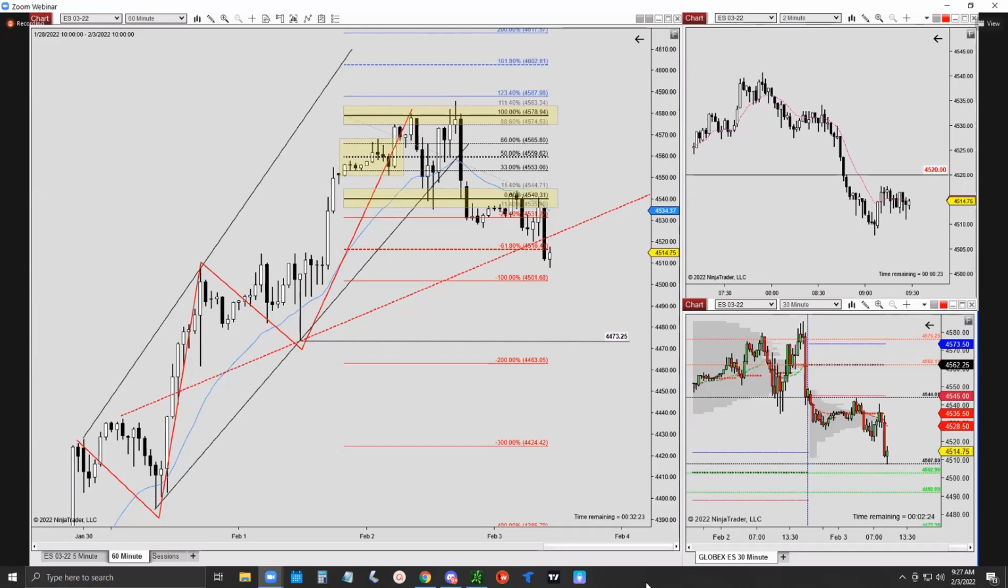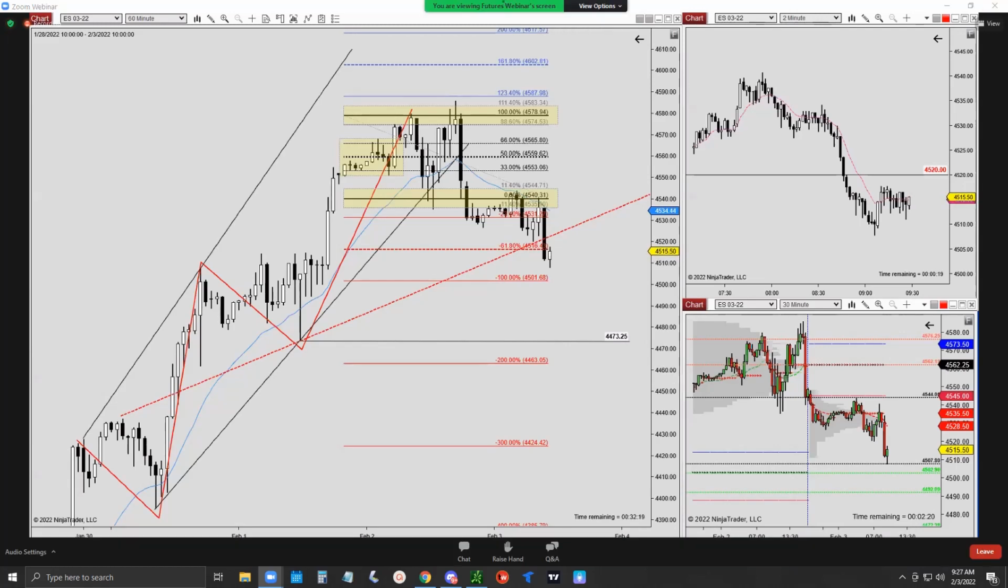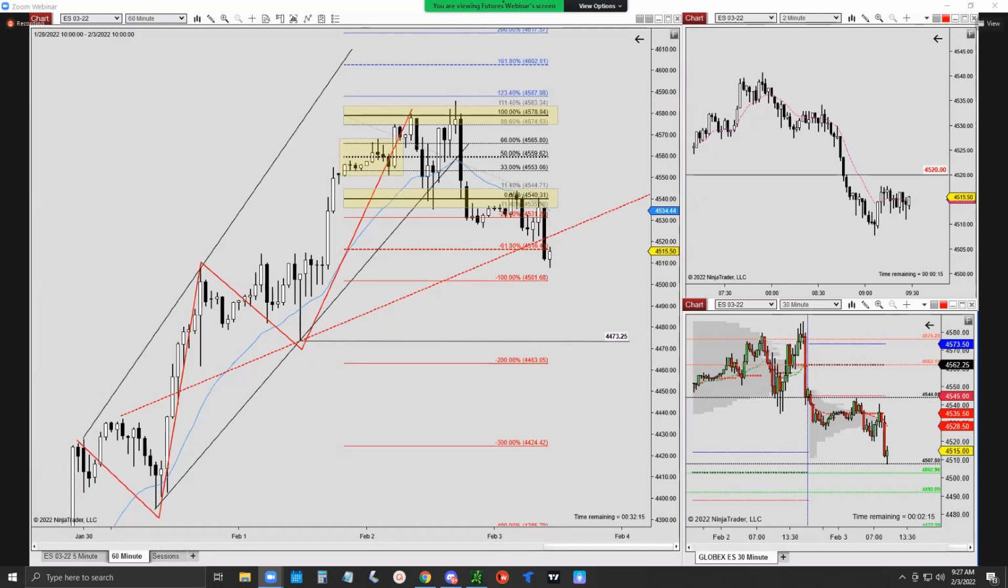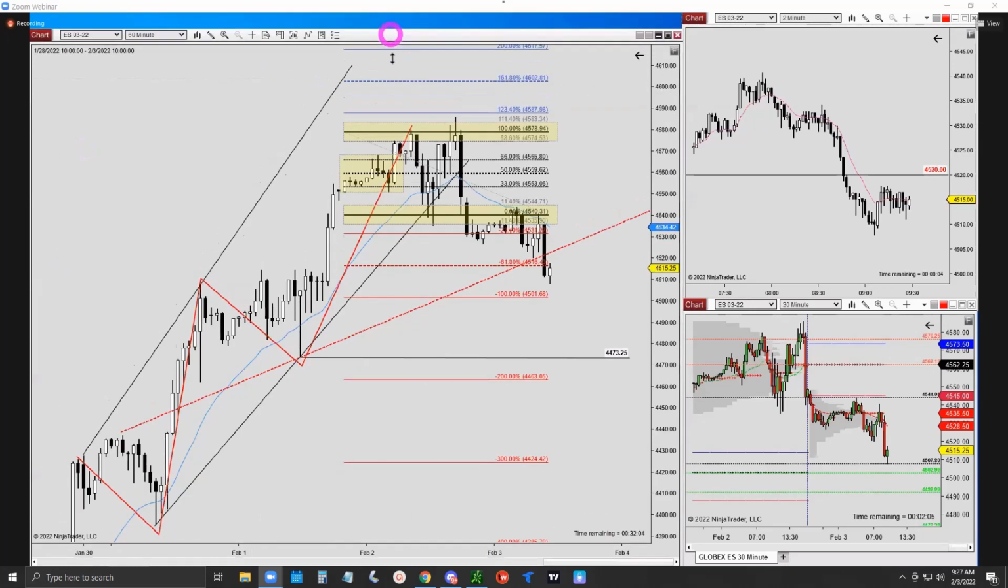Tomorrow, employment situation, 8:30, big market moving event. So tomorrow is going to be interesting. All right, so let's see. Just waiting for market to open. Now take a look at the daily chart real quick.